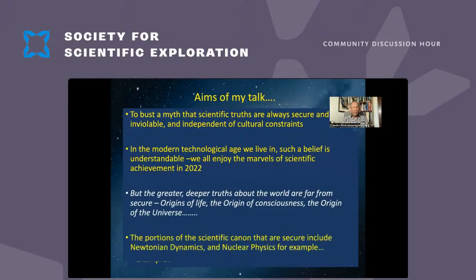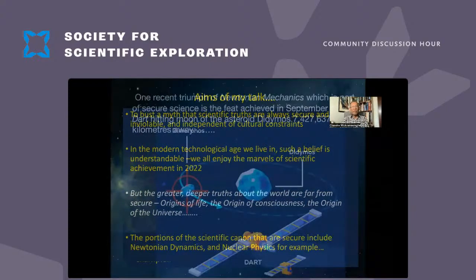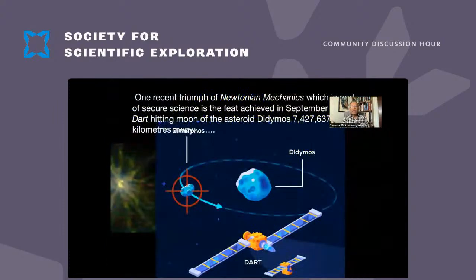But I should add at this point a caveat that portions of the scientific canon, the orthodox science that we believe or think is really definite and secure, include Newtonian dynamics, nuclear physics, anatomy, and a lot of others, and are based firmly on the empirical method. Our recent triumphs, for instance, in classical mechanics, which is a secure science from the 16th century onwards, are shown almost day by day with the various achievements that we are making.